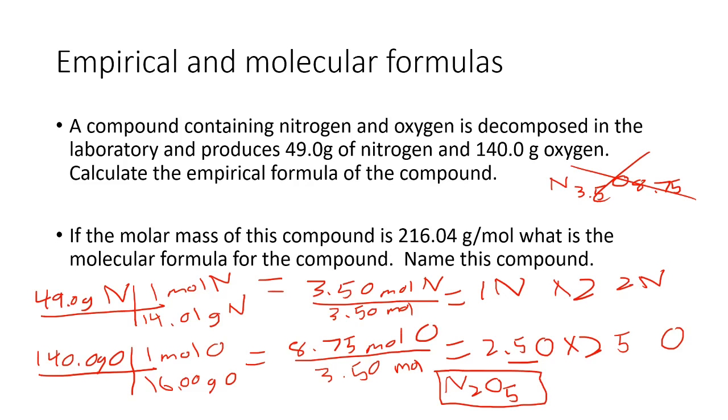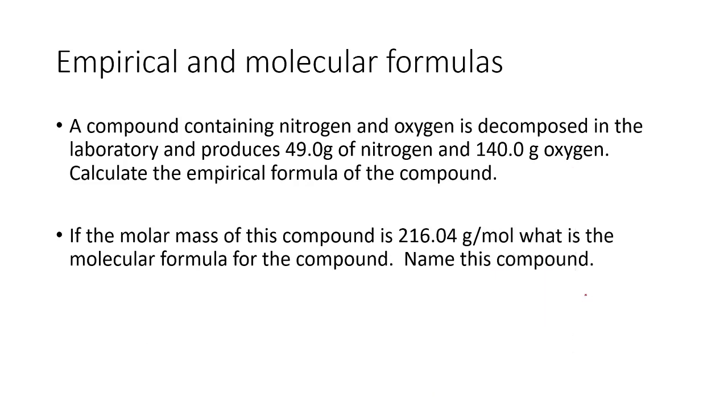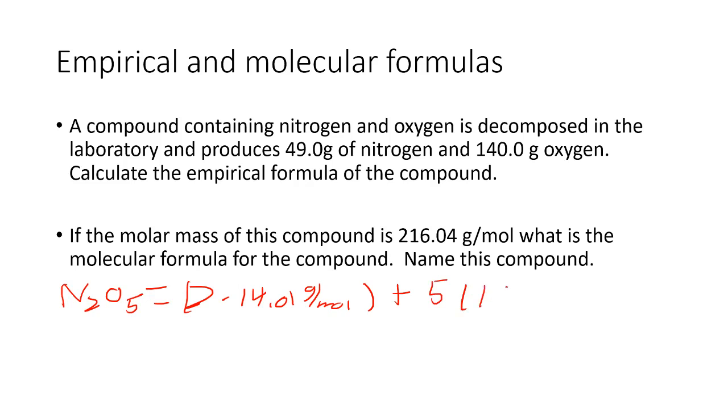So as a follow-up, though, we're now asked to switch from empirical formulas to a molecular formula. So let me erase this part. So now, we're going to take our N2O5, and we're going to see, is this the molecular formula, or do we need to change this? So we need to find the formula mass of this. So this is going to be 2 times 14.01 grams per mole. That's going to be my mass of my nitrogens. Plus 5 times we've got our mass of our oxygens, which are 16.00 grams per mole.